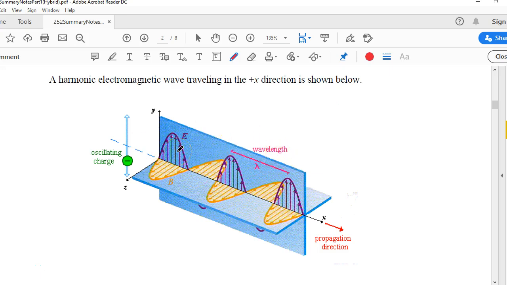Also realize that if this was a video, right, and we let this go in time, what's going to happen is that this electric field, which is right here at this time, right?